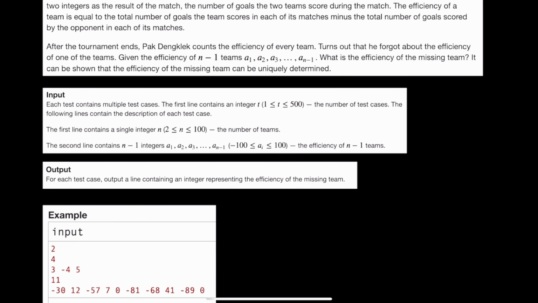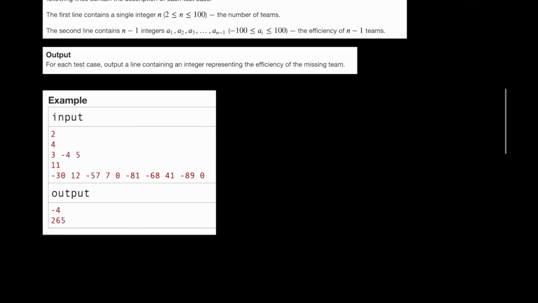So let's take an example and solve this. Let's suppose that there are three teams A, B and C. The first match was between A and B. Let's suppose the score was 5 and 3. So the efficiency for A would be 5 minus 3, that would be plus 2, and for B it would be minus 2, that is 3 minus 5, right?